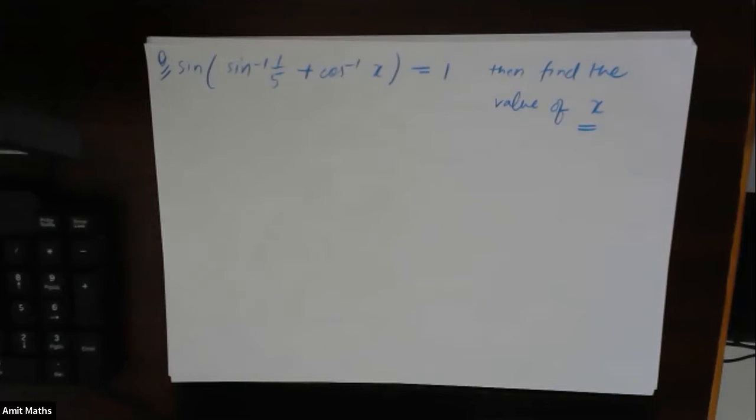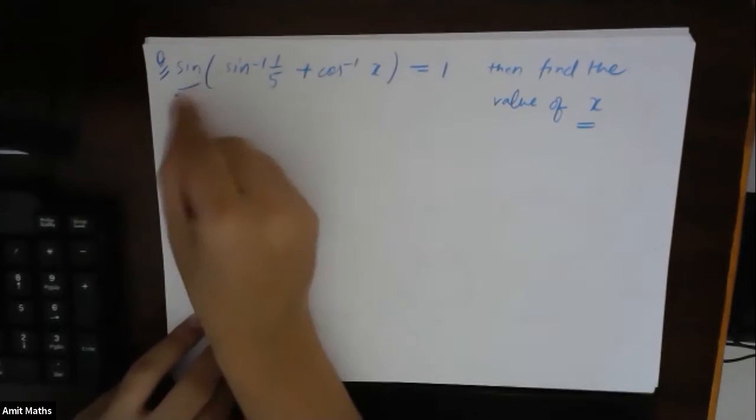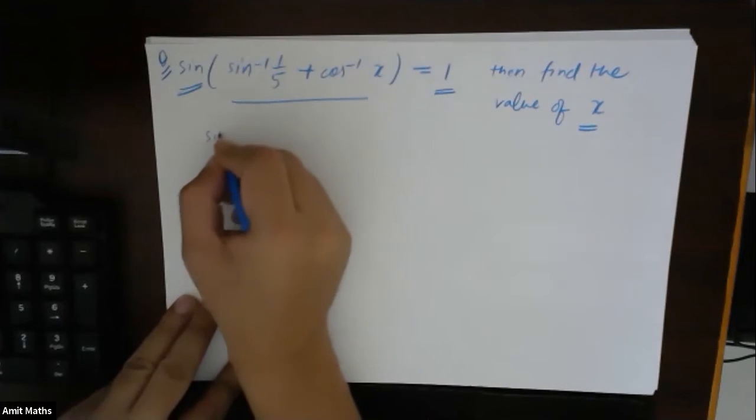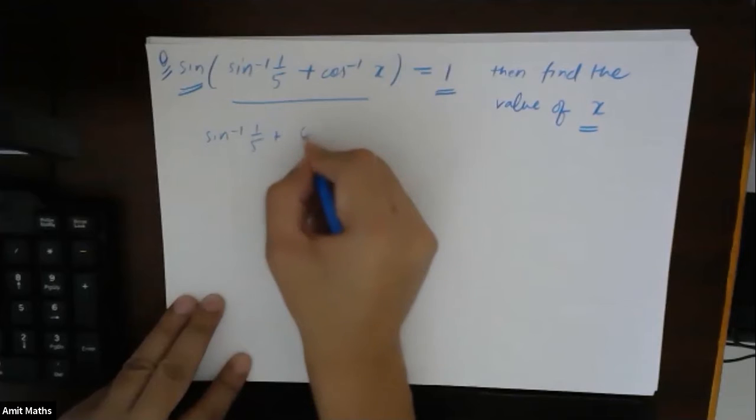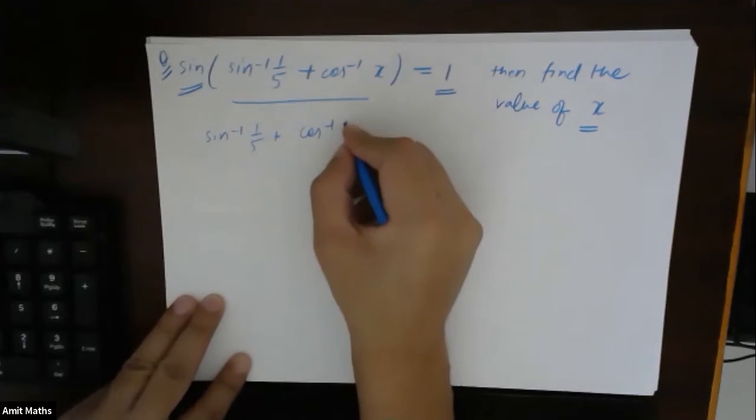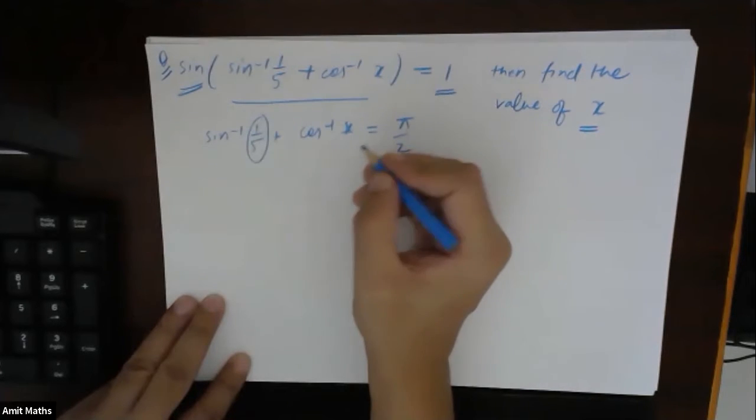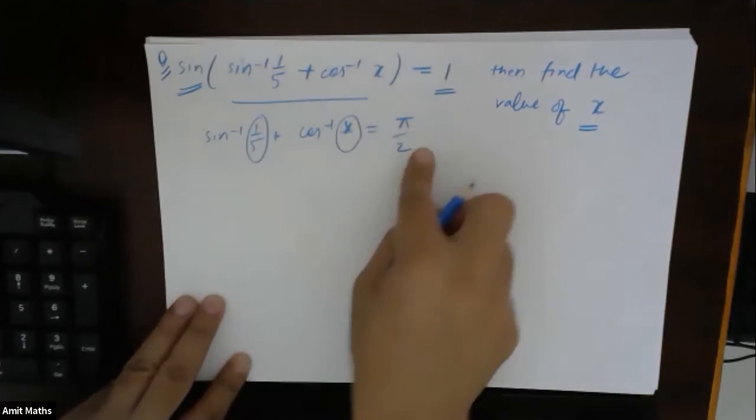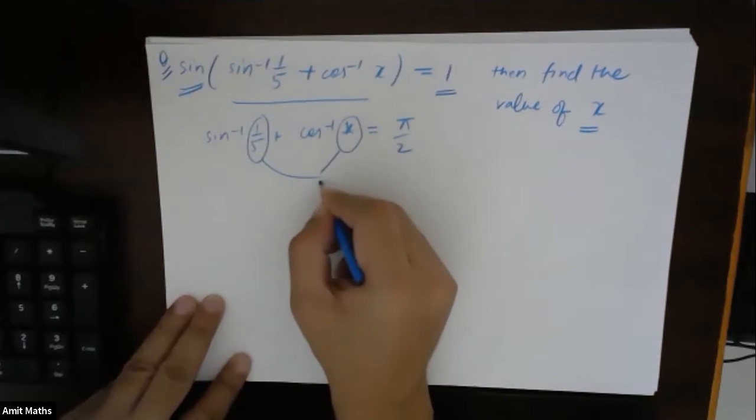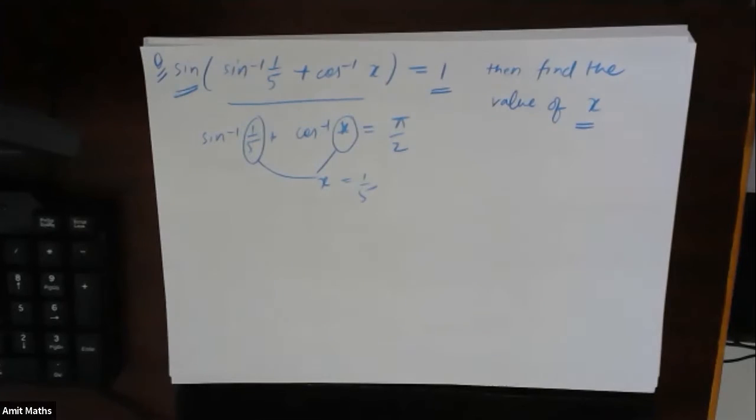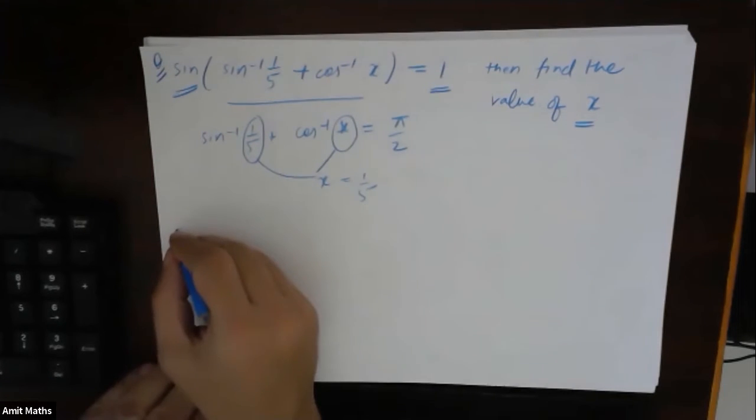Everybody understood? Yes, it is 1 by 5, right? Why? See, for sine, sine of pi by 2 should be equal to 1. So that means sine inverse of 1 by 5 plus cos inverse of x should be equal to pi by 2. If this is equal to pi by 2, we have already seen the property. If sine inverse of something plus cos inverse of something is pi by 2, then these two will be the same. These two will be x. So that means x is equal to 1 by 5. Very good. Everybody understood? Yes, very simple question.